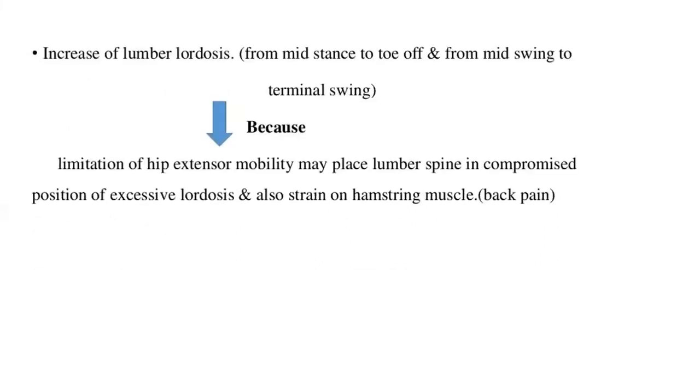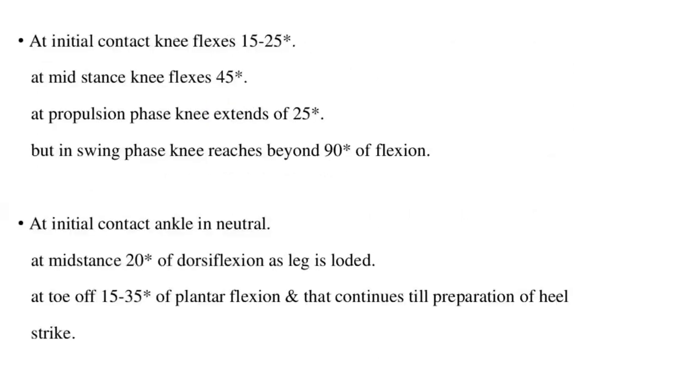Next, there is an increase of lumbar lordosis from mid stance to toe off and from mid swing to terminal swing, because limitation of hip extensor mobility may place the lumbar spine in a compromised position of excessive lordosis and also strain the hamstring muscle, which causes back pain.